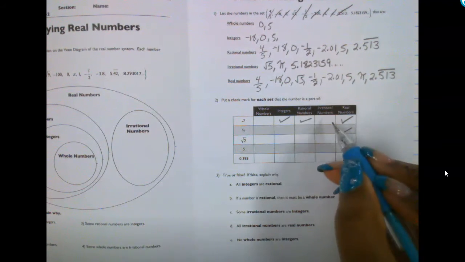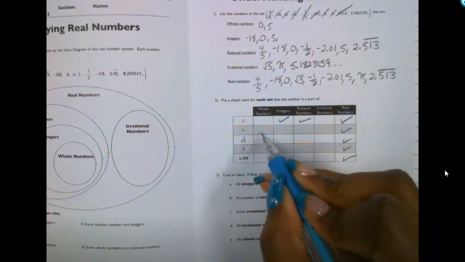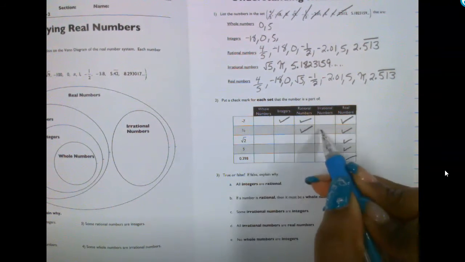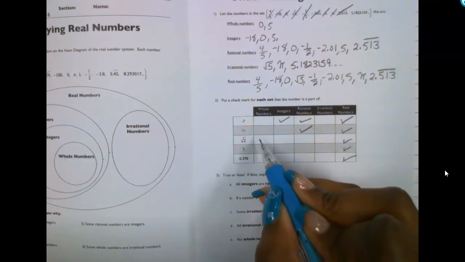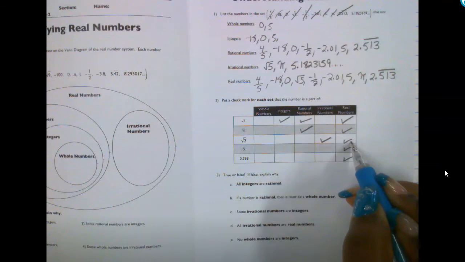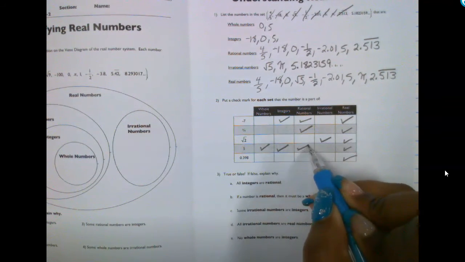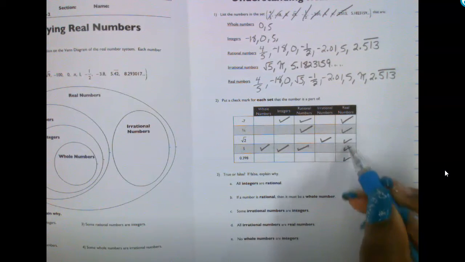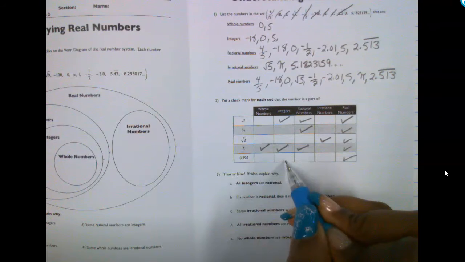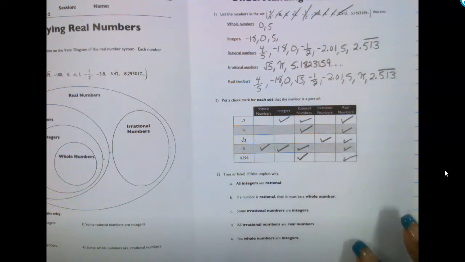All right. It cannot be irrational. Okay. Here, a fraction is not a whole number. It's not an integer, but it is rational. A number can't be both rational and irrational. Non-perfect root is irrational. That's all it can be, is real and irrational. 5 is a whole number, it's an integer, and it's a rational number. All numbers are real numbers. This decimal is not a whole number, it's not an integer, but it is a rational number. A number can't be both rational and irrational.